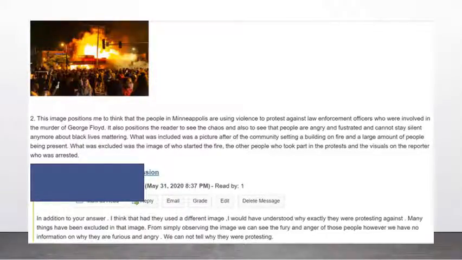So one student brought an image from the racial justice protests in America and the police reform issues that are happening there, and they showed this image being used in relation to the story, and they showed how we're shown images of chaos, of potential violence. There's a bit of fear-mongering taking place, and then the response is also great. If they had used a different image, we might have seen other things; many things are being excluded here. We don't know why they're protesting.